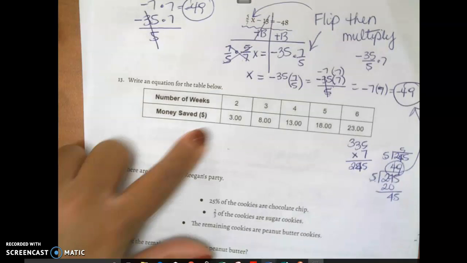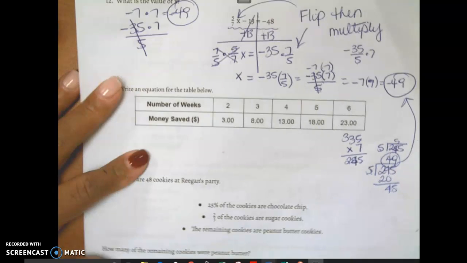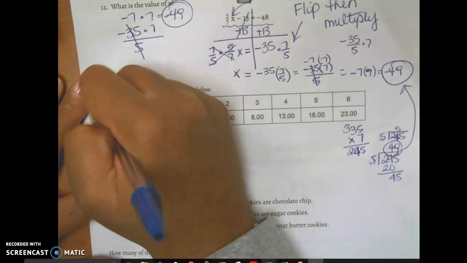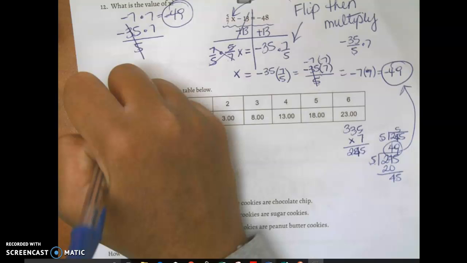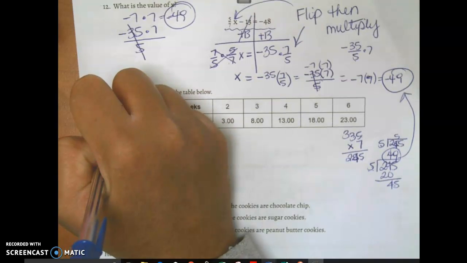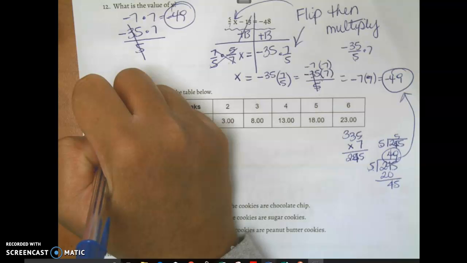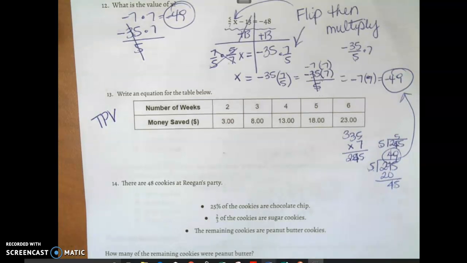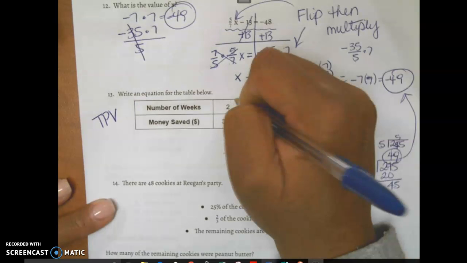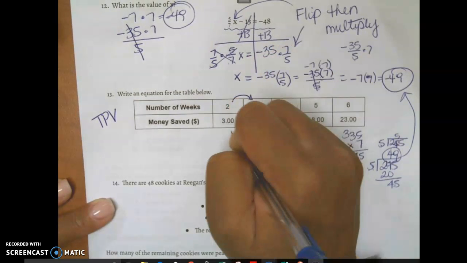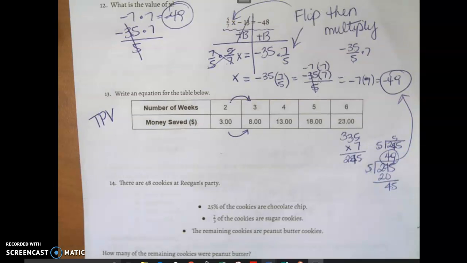Okay. Write an equation for the table below. This is a place where I need a what? What were your favorite 3 letters in the chart on the last unit? Yes. Y'all are so funny. Keep, change, flip. Letters, not words. KFC. TPV.